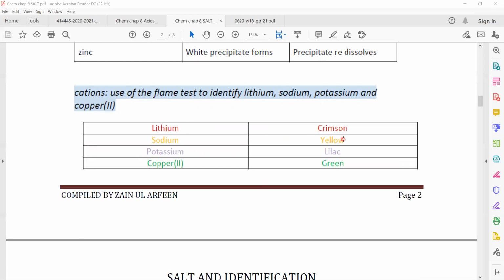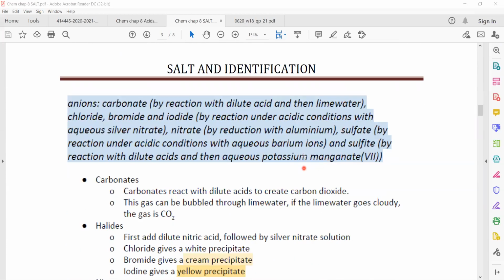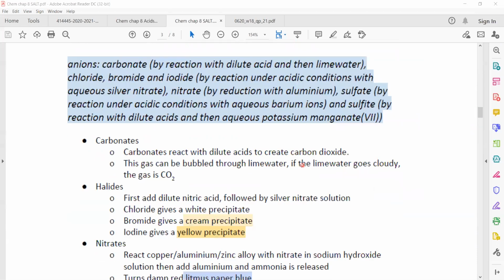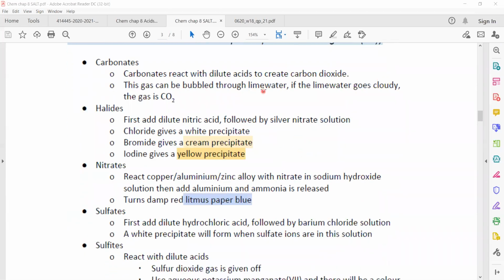So flame color for lithium is crimson red, sodium is yellow, potassium is lilac, and copper is green. But blue is also acceptable, though green is the practical color of this. Then the test for carbonates: when we add acid it will give a fizz. Halides, we add silver nitrate. Why do we add this acid first?